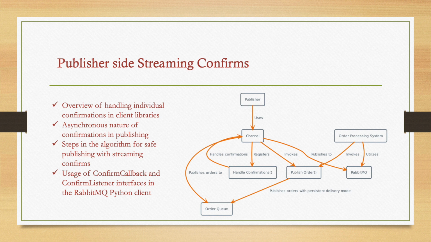Algorithm for streaming confirms. The typical algorithm for utilizing streaming confirms involves the following steps. Enable publisher confirms on a channel. For every published message, create a map entry that links the current sequence number to the corresponding message. Upon receiving a positive acknowledgement, ACK, remove the corresponding map entry, indicating the successful acceptance of the message. In the case of a negative acknowledgement, NACK, remove the map entry and take appropriate actions, such as scheduling the message for republishing or implementing alternative handling mechanisms.